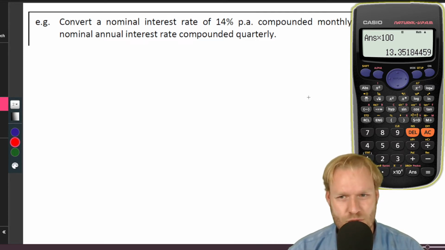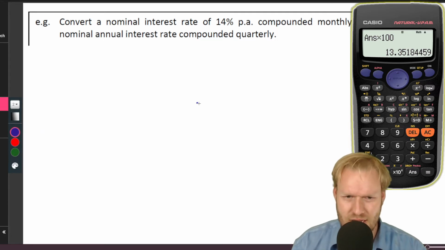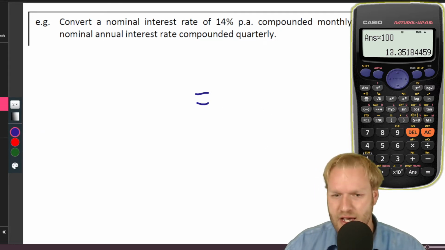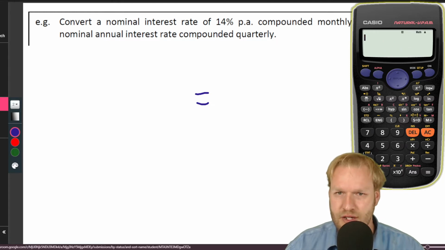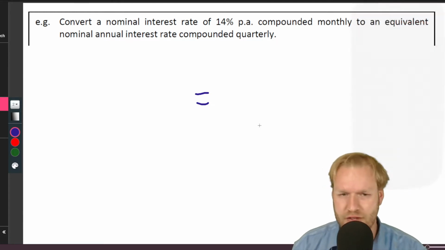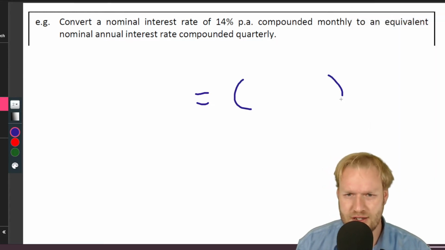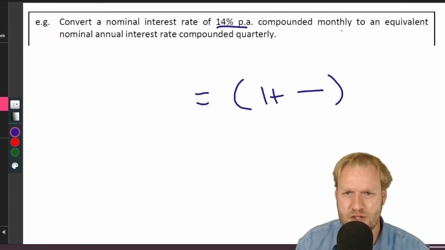Okay, next one it is, and let's convert a nominal interest rate of 14% per annum compounded monthly to an equivalent nominal annual interest rate compounded quarterly. So let's keep our rhythm and our routine as we were doing the previous one. So I'm just moving that out of the way. On the right-hand side is this 1 plus whatever. Now we're given 14 monthly. So 14% monthly.